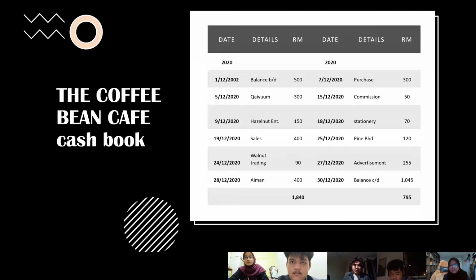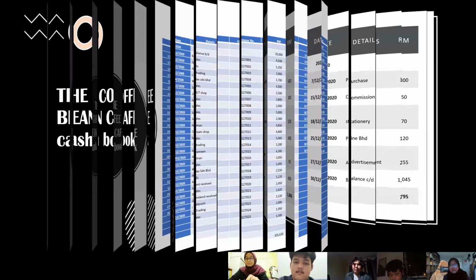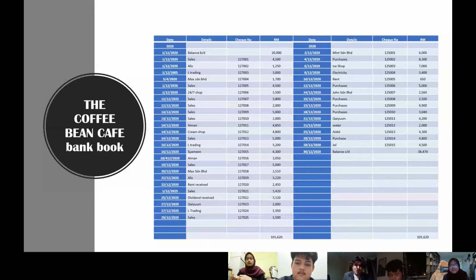Thank you, Syamira. So I will present our bank book. On 12 December 2020, there is an error, which is sales with check number 127007, amount 3,800 ringgit. And the second one is 14 December 2020, which is Aiman with check 127011 with amount 4,850 ringgit. Last but not least is on 28 December 2020, which is Joel with check number 125015, with amount 4,500 ringgit.